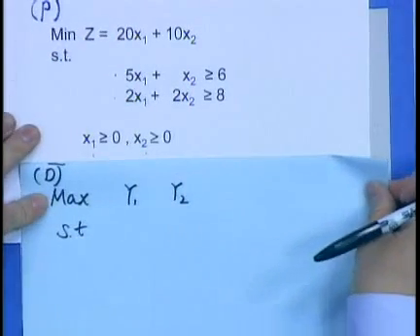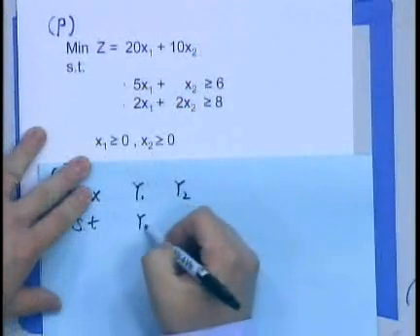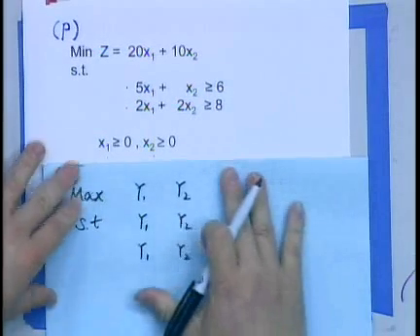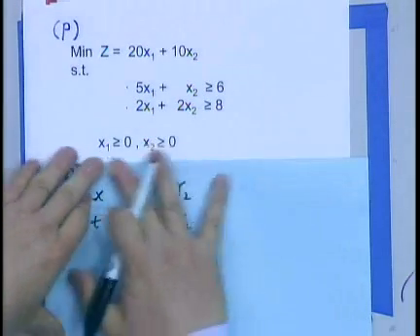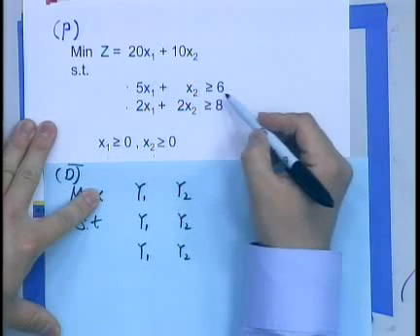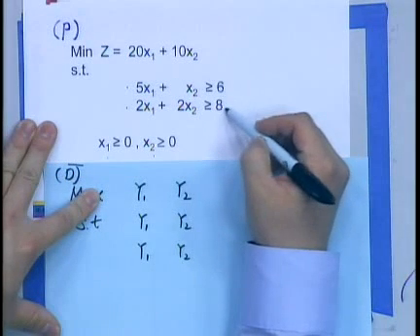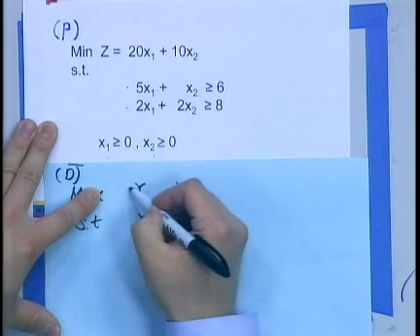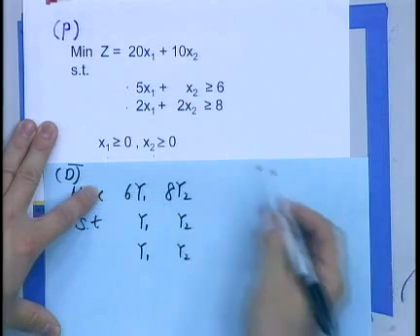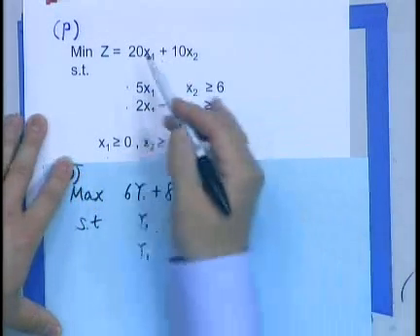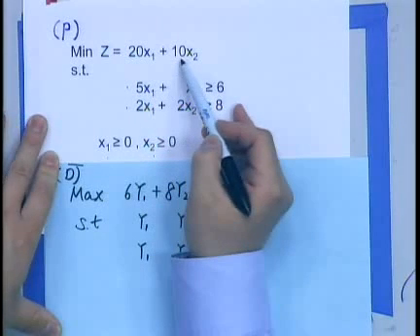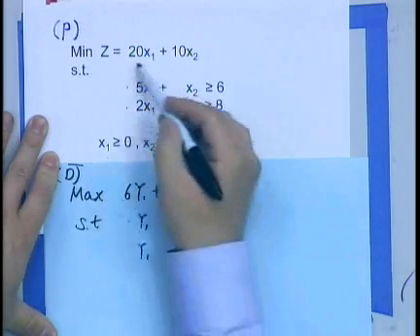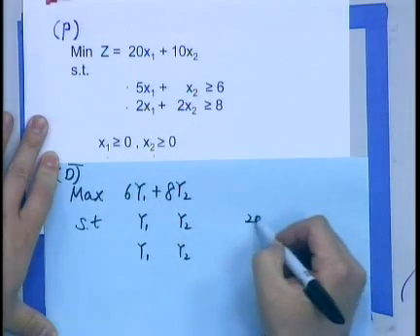Okay, this is better. So we will have two constraints in the dual problem, right? The right-hand side value in the primal problem is 6, 8. So the transpose of this value must be the objective coefficient, which is 6, 8, right? And the objective coefficient is 20, 10, which means the right-hand side value in the dual problem should be the transpose of this vector, which is 20 and 10, right?